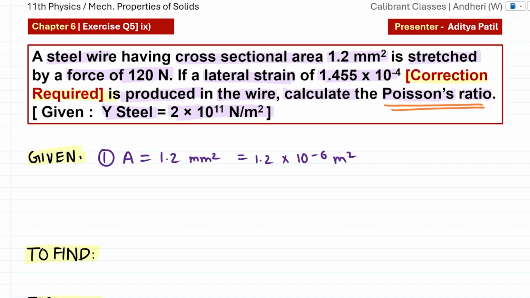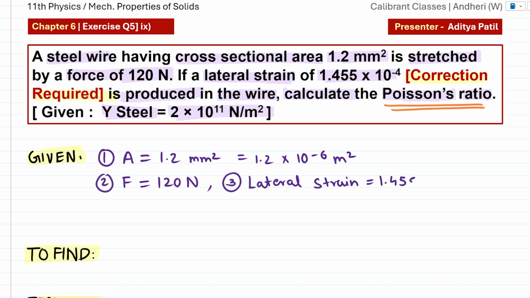Simple unitary conversion. Second quantity that's been given to us is the force on the wire, and this force का value is 120 newtons. इसके अलावा वायर पे लगने वाला हमें lateral strain given है. So the value for lateral strain on our wire is given to us as 1.455 into 10 raised to minus 4. As I said, you need to rectify this particular value in your textbooks as well, because textbook में इसकी wrong value दिया है. And the fourth quantity that's been given to us, that is the Young's modulus for our steel. So let me write it Y steel, and this value is 2 into 10 raised to 11. The units are Newton meter square.